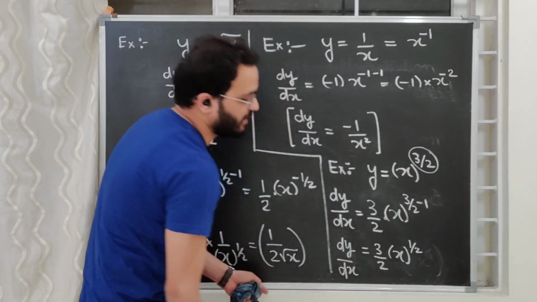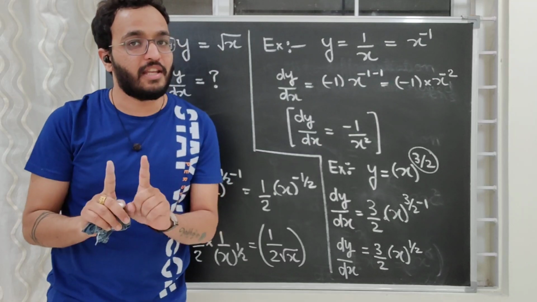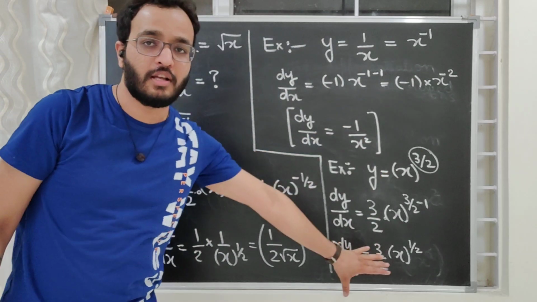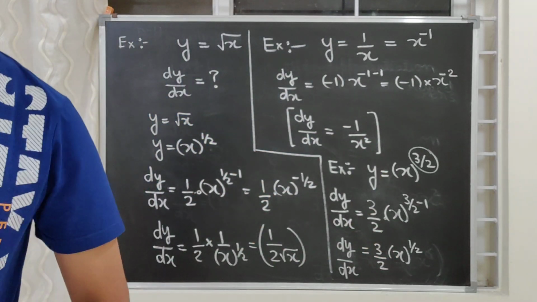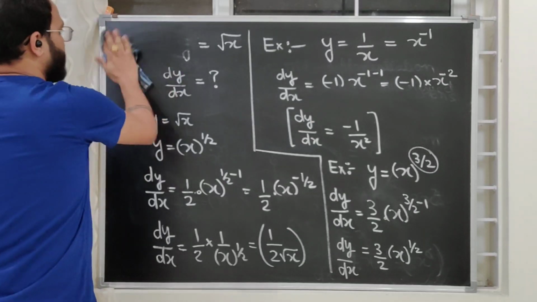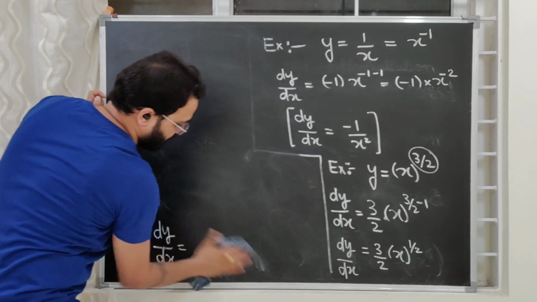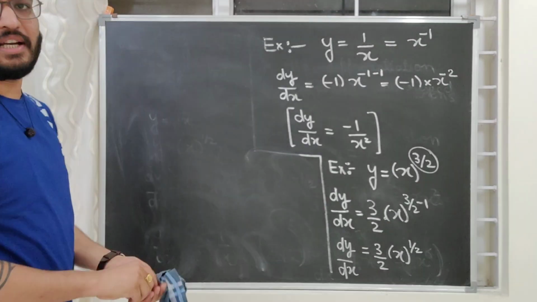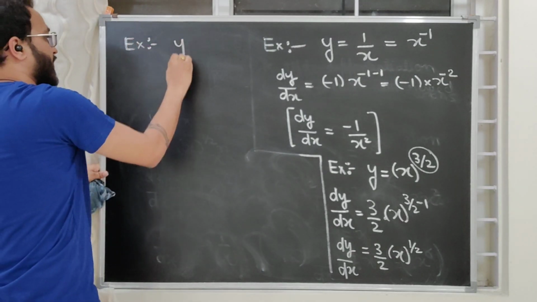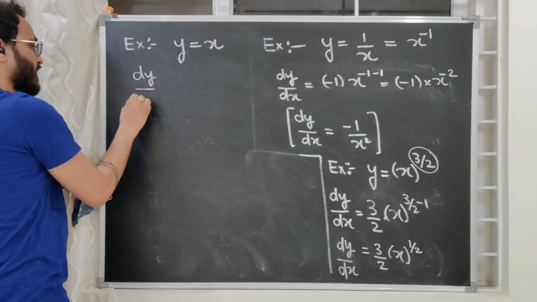Now what is dy by dx? dy by dx simply means the differentiation of y with respect to x. What is the meaning? We are going to learn in the coming lectures. Is this much understood? I hope yes. Okay, now let's come to the second formula. In this formula, let's take one more example. Suppose they ask you, if y is equal to x, simple, then what will be dy by dx?